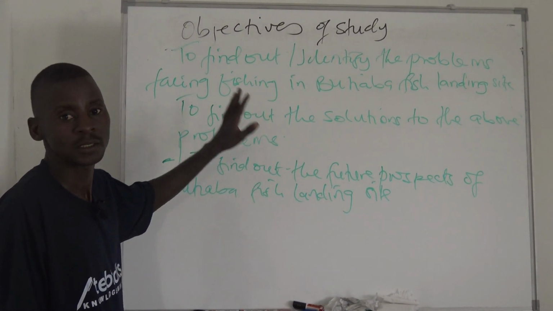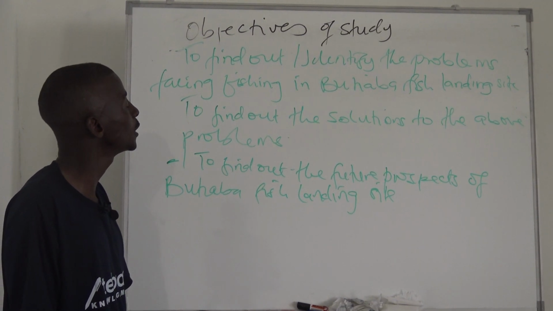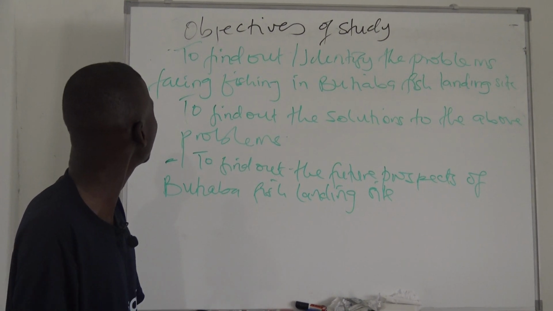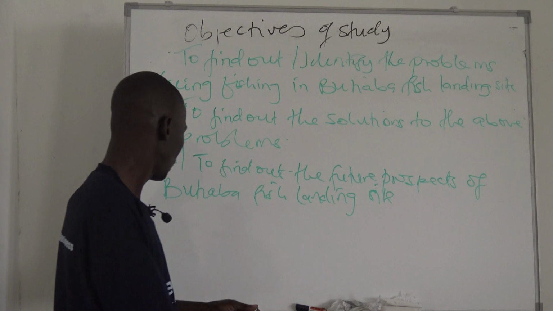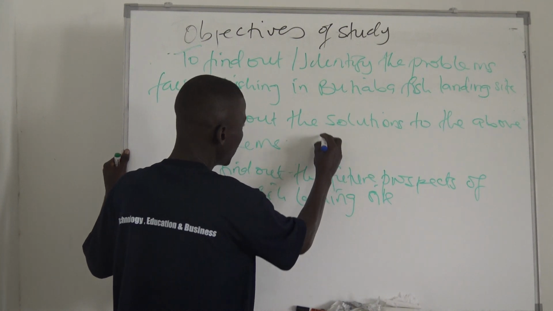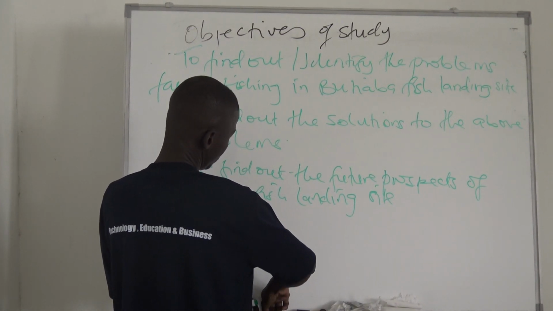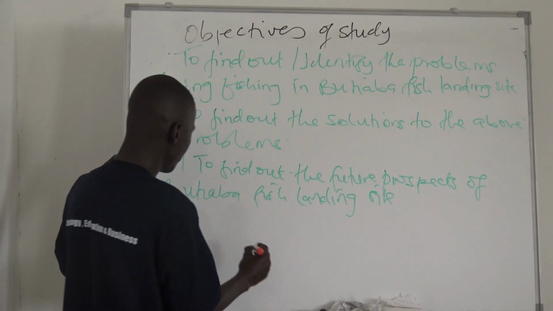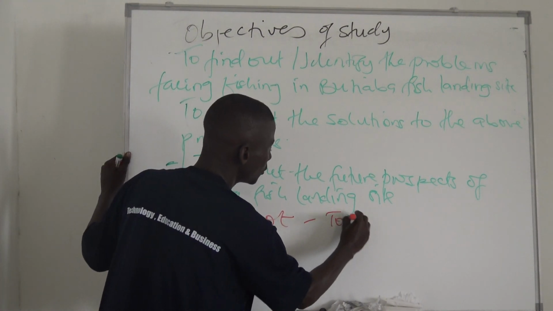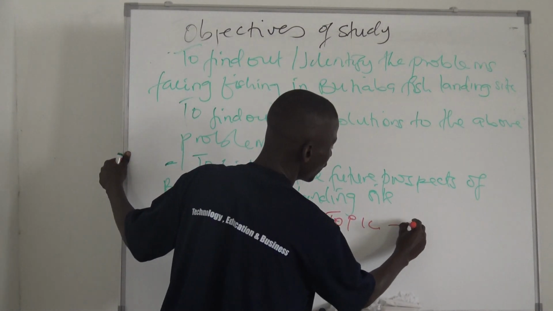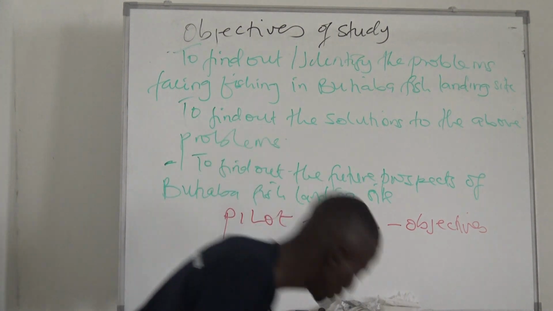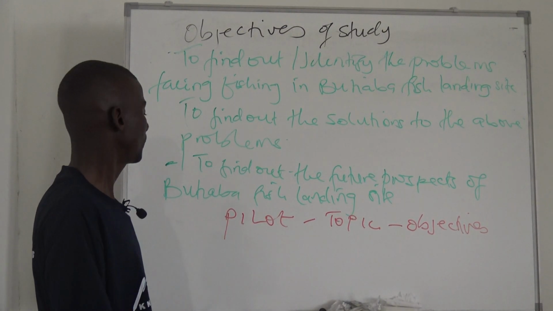So those are objectives. They should be, as we have said, related to the topic. So far there are 3 things that we have covered already. We have covered the topic, pilot. We have covered so far pilot. We have covered the topic. Then we have covered the objectives. We are still in the preparation. We are still preparing for our field work.